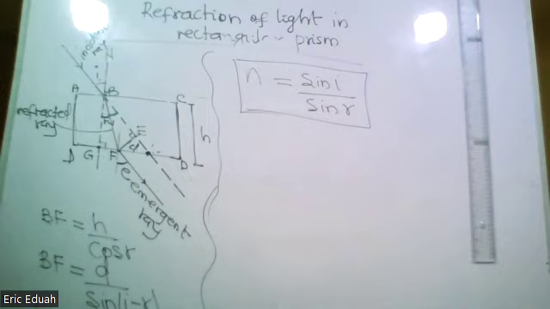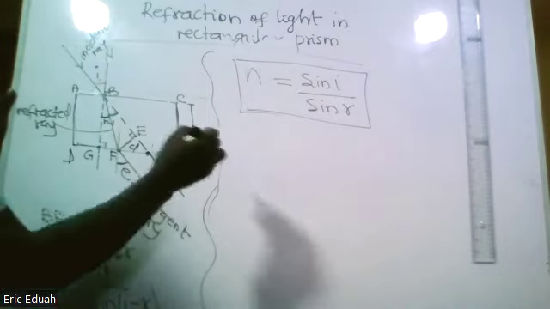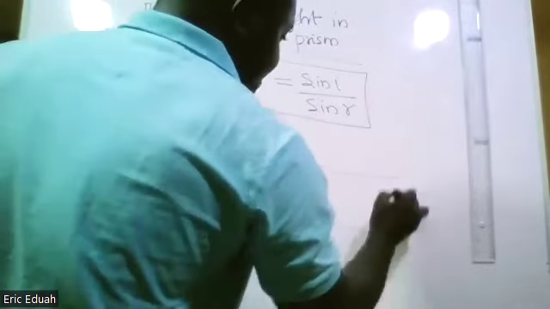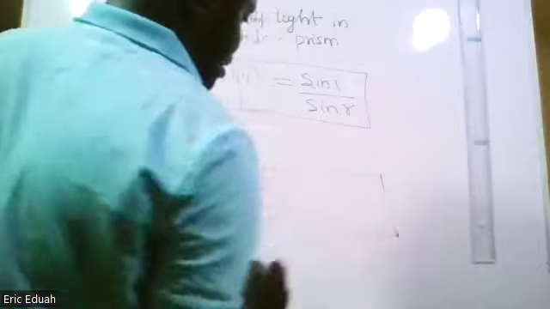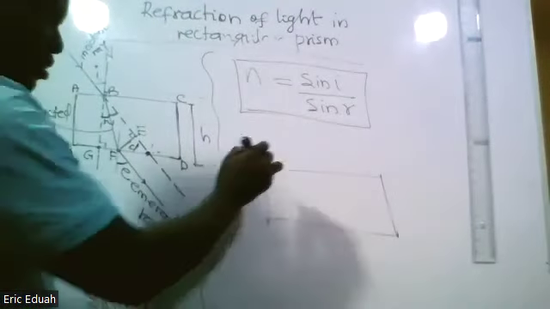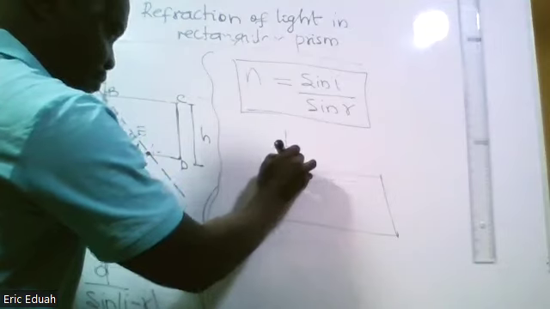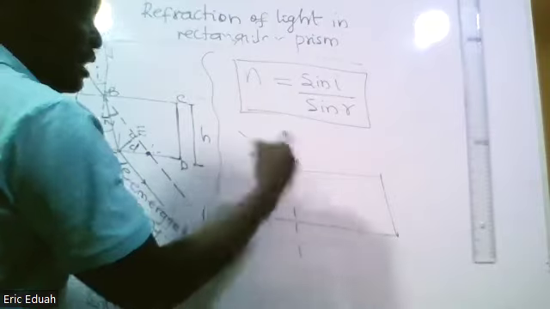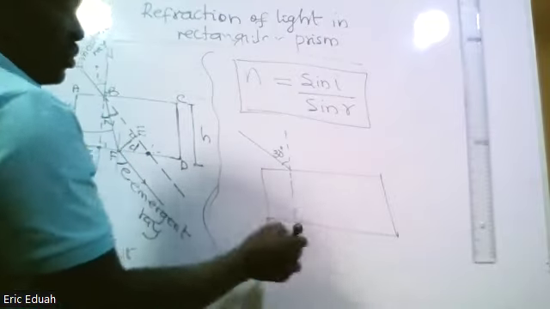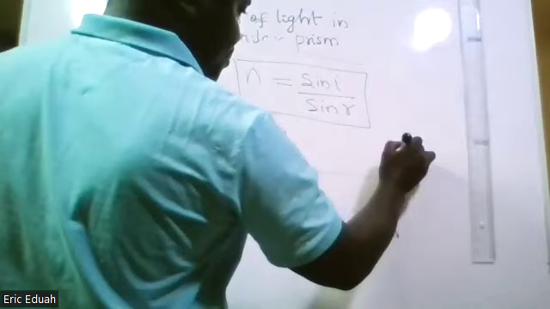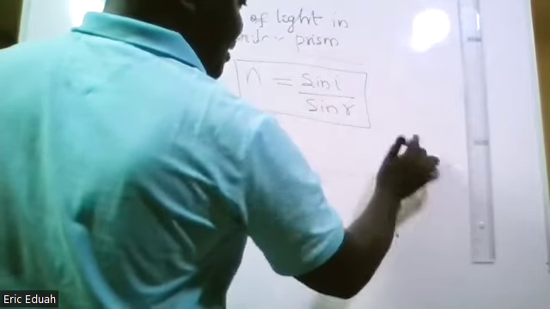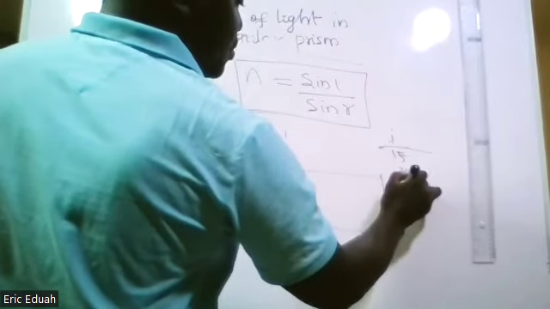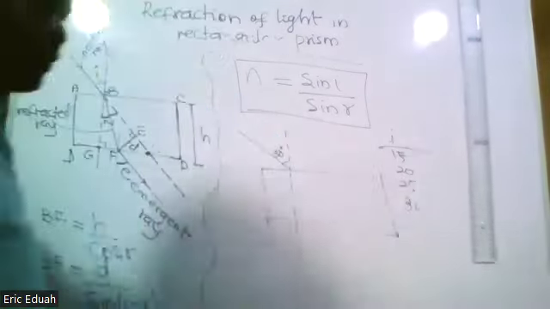you'll be given a certain angle of incidence. There's a rectangular prism. You'll be given an angle, maybe an angle of incidence of 30, different values of I, starting from maybe 15, 20, 25, 30, and so on and so forth.